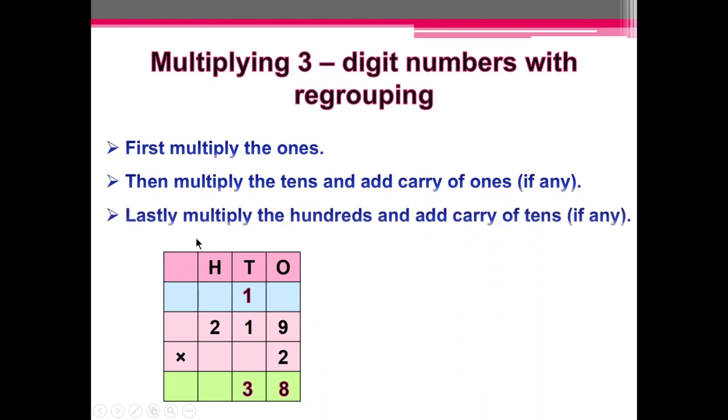Lastly, multiply the hundred and add the carry of 10 if any. So 2 multiplied by 2 is equal to 4. Do we have any carry over here? No. So we'll write 4 over here. So 219 multiplied by 2 is equal to 438.